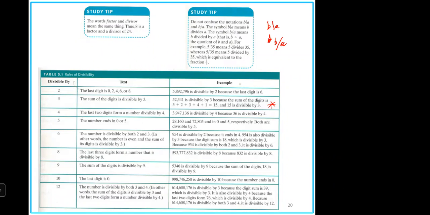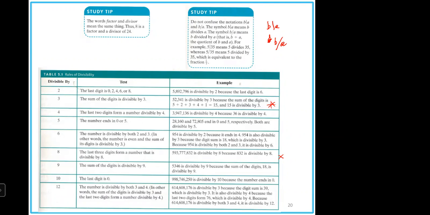For 8, it says the last 3 digits are divisible by 8. So if you can divide the last 3 digits of the number by 8, then the entire number is divisible by 8. They give you this big number in the example for 8, 593,777,832. And they just looked at the last 3 digits, which is 832. Once that is divisible by 8, the entire number is divisible by 8.